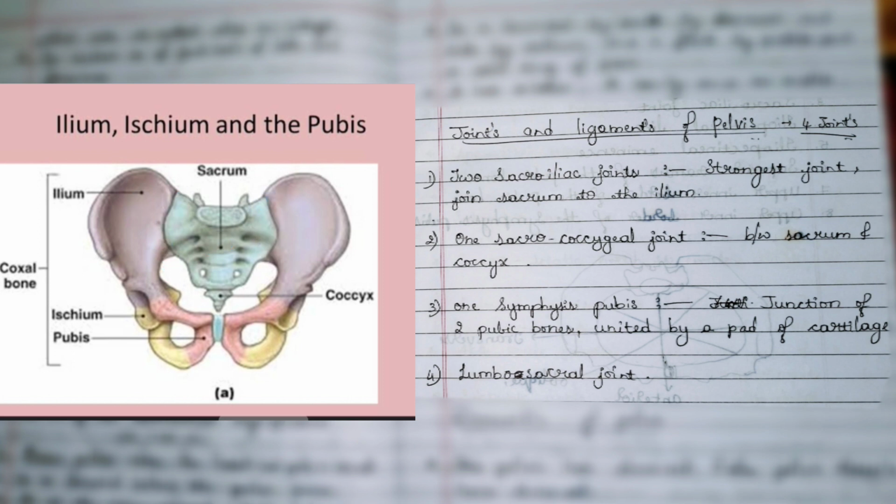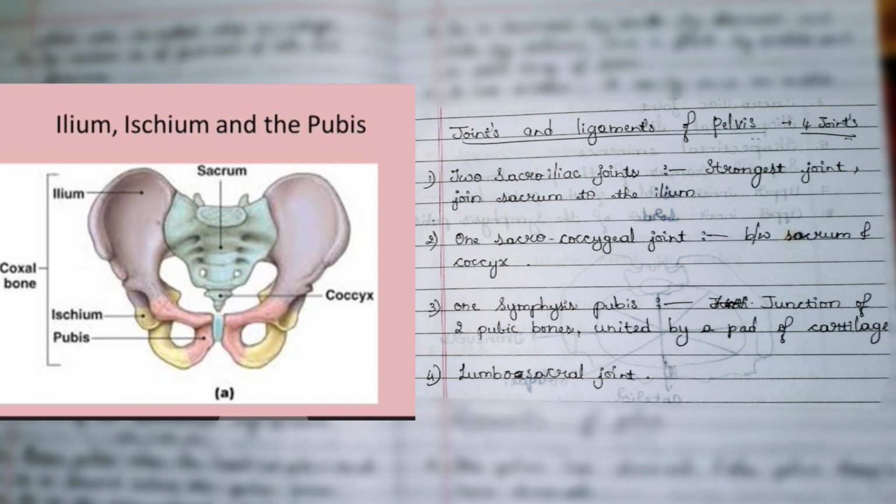And the second one is sacrococcygeal joint. There is one sacrococcygeal joint which is present in between sacrum and the coccyx. And the third is symphysis pubis joint. There is one symphysis pubis joint present in between 2 pubis bone.